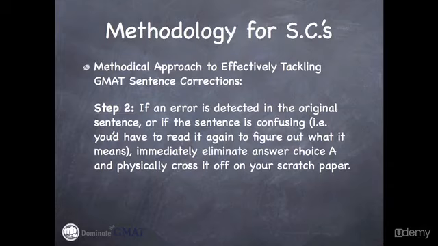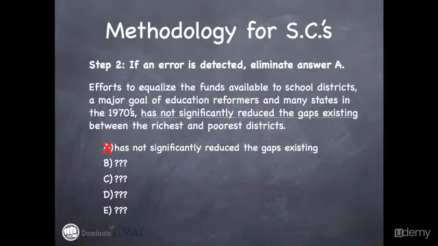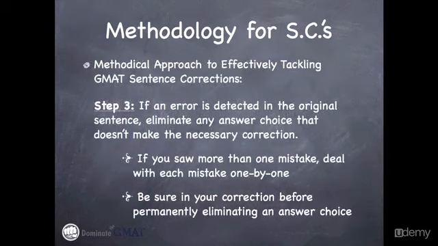And what you want to do is physically cross it off your scratch paper, as we have taught, as a way to eliminate wrong answer choices. So here we go again. Here's our sentence, answer choice A. We haven't even really looked at B, C, D, and E. We've done that advanced brain work. We know there's a mistake. We'll try to figure out what that mistake is, but we can definitely cross off answer choice A. And then we move on to step 3.